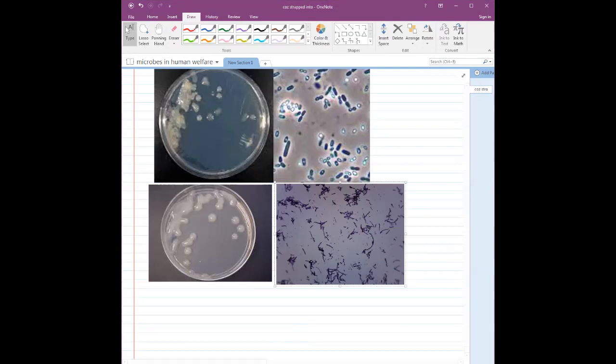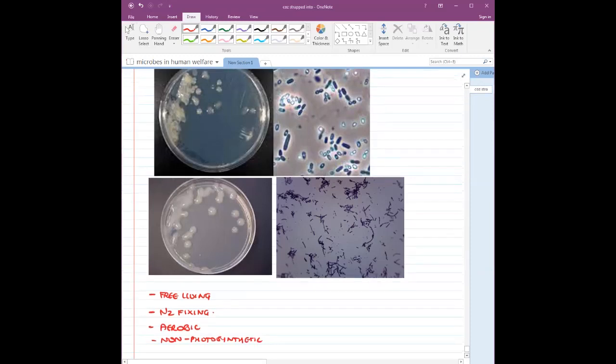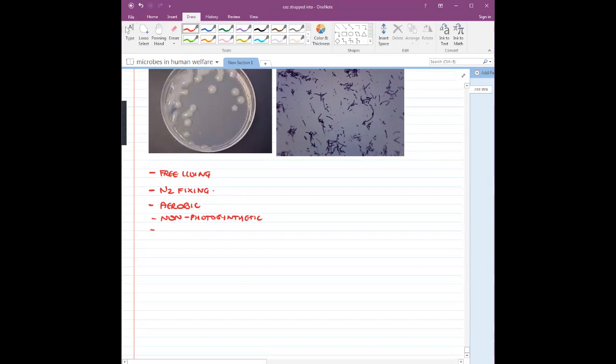Once again, with this basic information, let's move ahead. First of all, this is going to be a free living nitrogen fixing bacteria. Third, this is going to be aerobic, non photosynthetic. Is this going to form any nodules? No, this is non nodule forming, and this is asymbiotic.